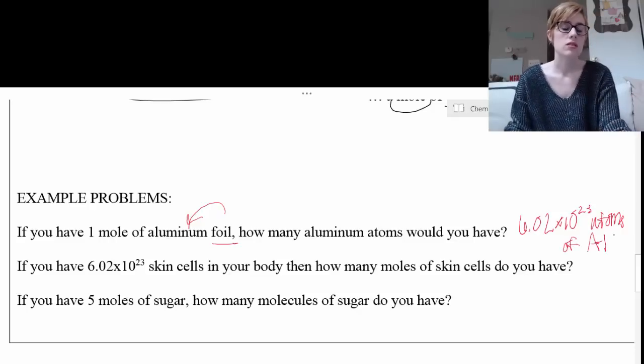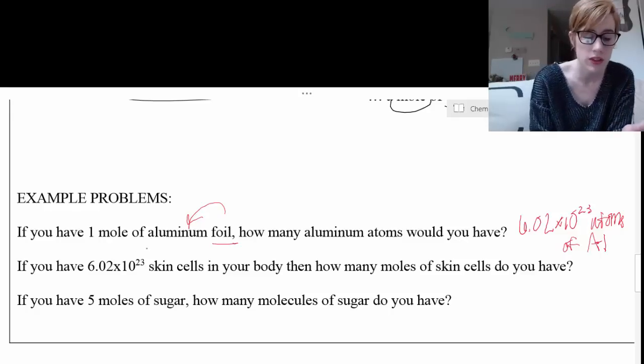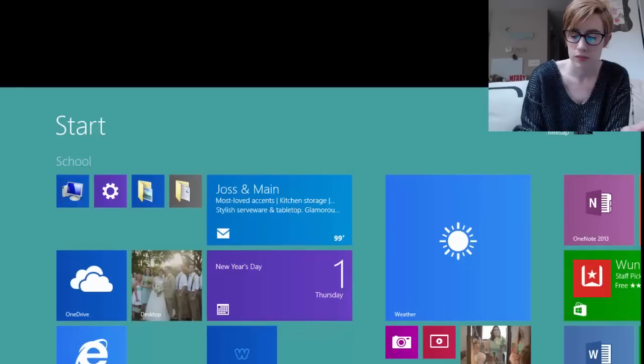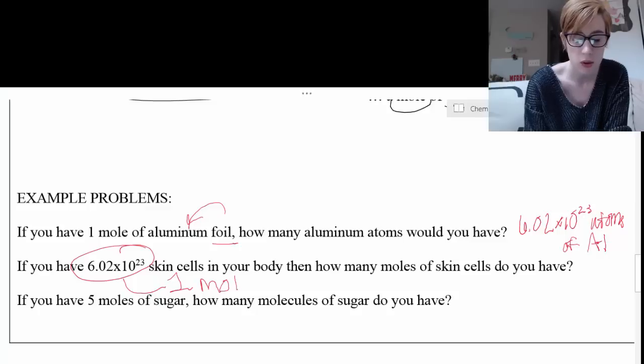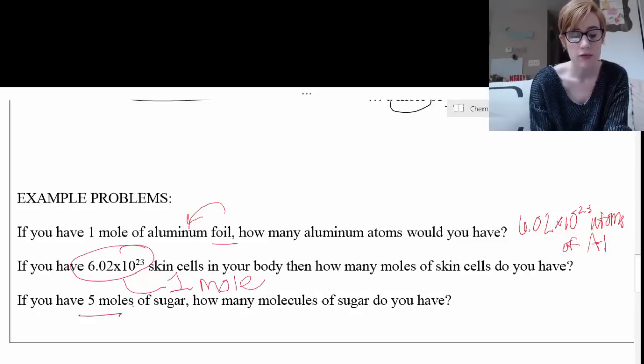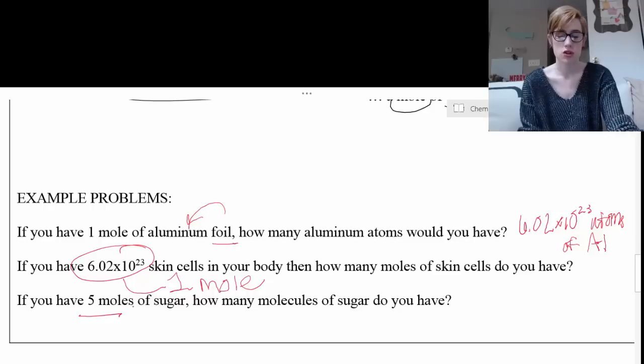What about the next problem? If you have 6.02 times 10 to the 23rd skin cells in your body, how many moles of skin cells do you have? We know this number stands for 1 mole, so that means we have 1 mole of skin cells. If I had 5 moles of sugar, how many molecules of sugar do I have?